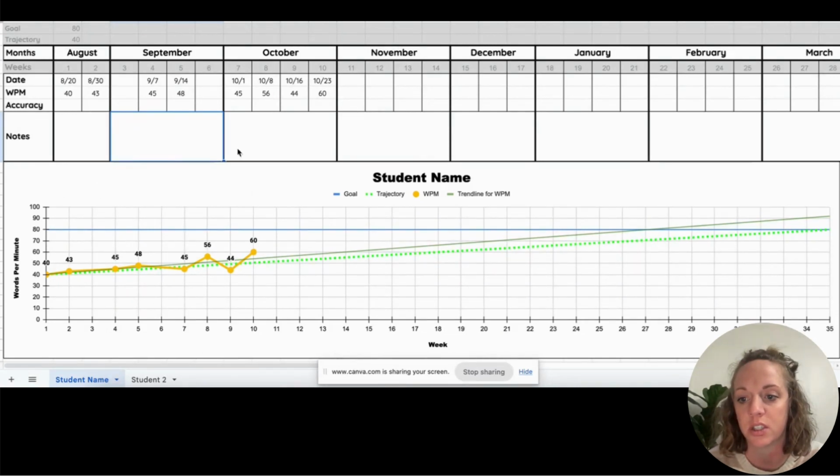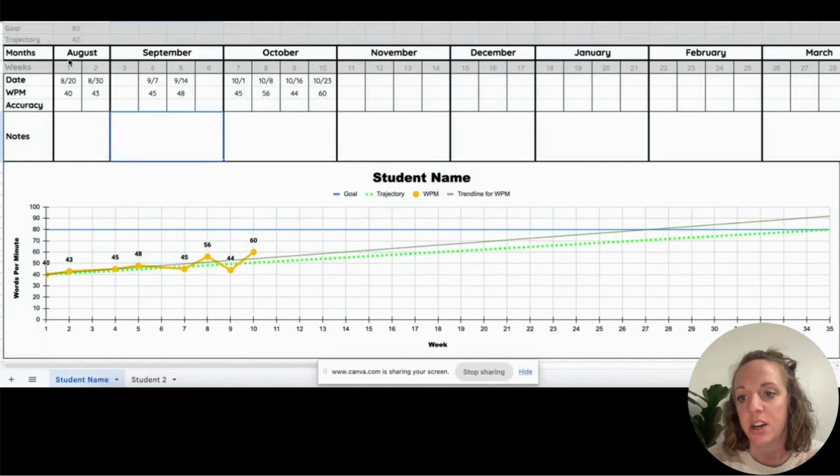So you can see, let's go over this first. This is my reading graph for my student. I usually have their name right here. I also have their name down here at the tab at the bottom. And everything tracks for me. It does everything for me. So this blue line is the student's goal line. This green dotted line is their trajectory. This is the student's words per minute right here. On the bottom, this is weeks. And then this dark green line is the trend line. So this tells me if they continue on the path that they're going, are they going to meet their goal? And if they are, when are they going to meet that goal?